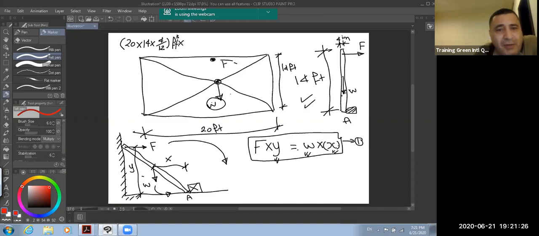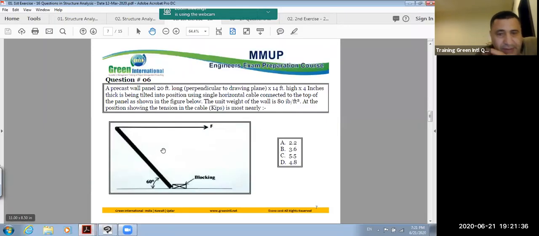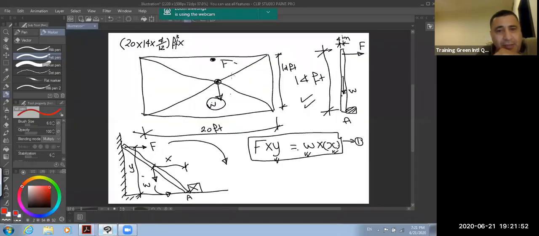Multiply by the density of the panel. Panel density is equal what? Let me check. It's telling you the unit weight. The unit weight of the wall is 80 pounds, meaning every cubic foot equals 80 pounds. So now I can get the W. Multiply 80. The answer will give you pounds. What is the answer? Let us calculate it.